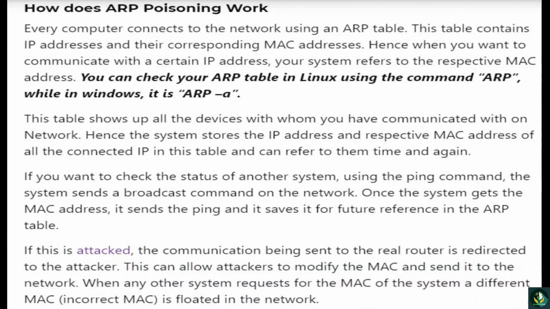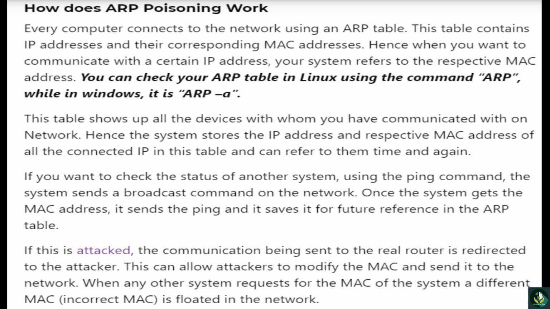And how does ARP poisoning work? Every computer connects to a network using an ARP table. This table contains IP addresses and their corresponding MAC addresses. Hence, when you want to communicate with a certain IP address, your system refers to the respective MAC address. You can check your ARP table in Linux using the command arp, while in Windows it is arp -a. This table shows all the devices you have communicated with on the network. Hence, the system stores the IP address and respective MAC address.